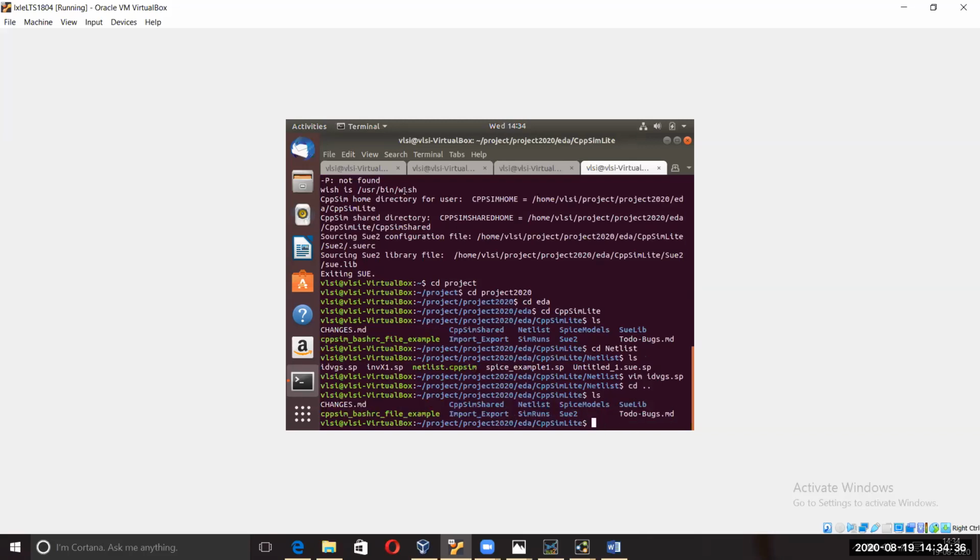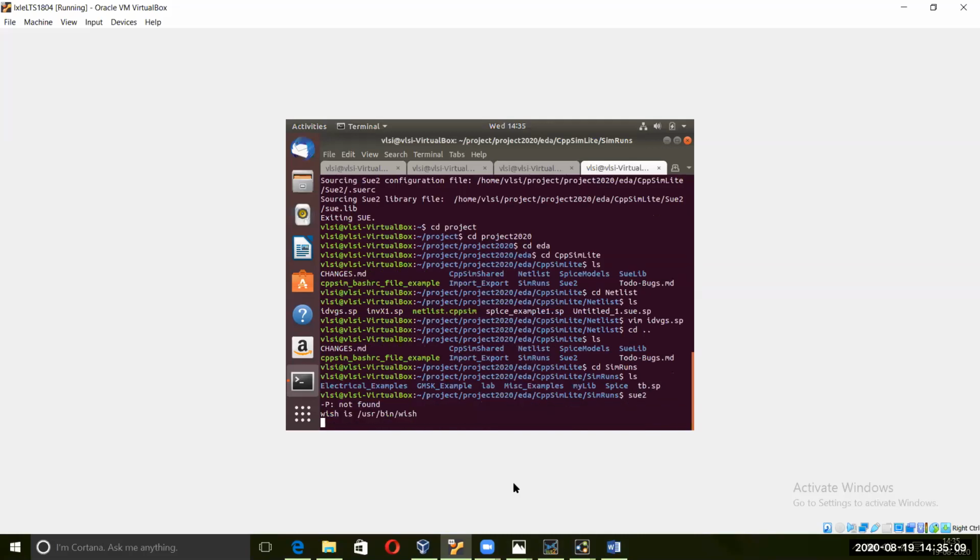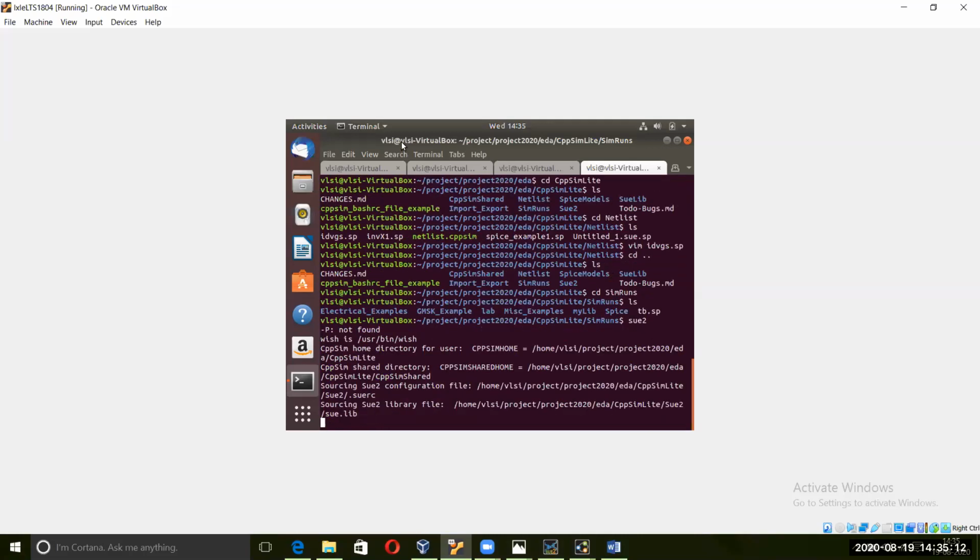You will find the Simrans here. See, the Simrans are here. Just enter the Simran. Do ls. You will find I have my test bench over here. I have created another test bench, but you can also instantiate using that, like if you go to the su2 and do a netlist in the simulation.